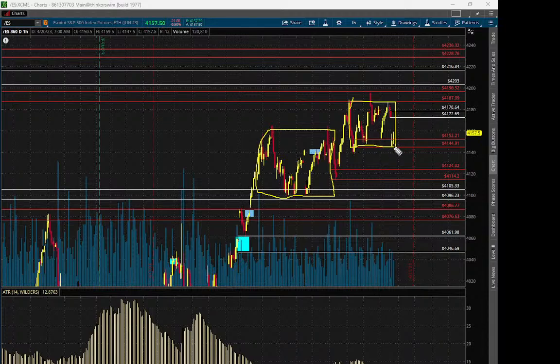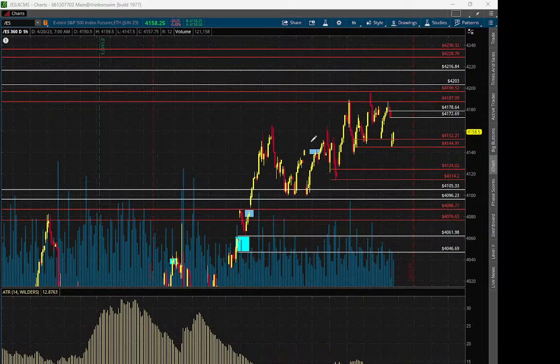So I would watch, if this gets below this zone, that's a breakdown of this balance. If it gets through this balance, then it's going to get ugly. But as of right now, it's holding where it should, but we'll see.